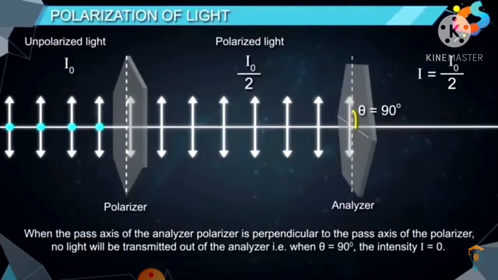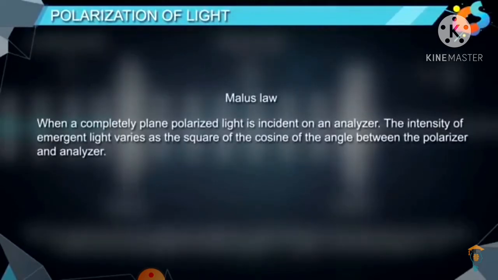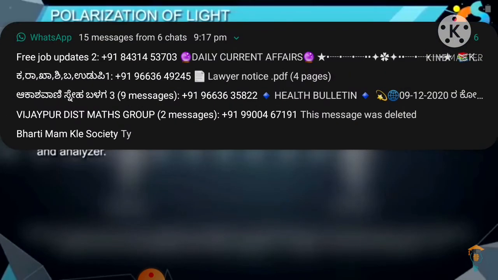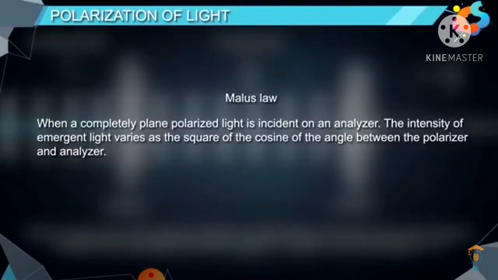Now, Malus law states that when a completely plane polarized light is incident on an analyzer, the intensity of emergent light varies as the square of the cosine of the angle between the polarizer and analyzer. That is, I is equal to I0 cos square theta.